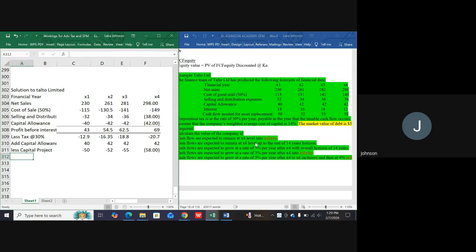Now, what else? We need to check whether we have working capital. Do we have working capital? If there is an increase, we add. If there's a decrease, we lessen. But we don't have any. So let's put 0, 0, 0, 0.